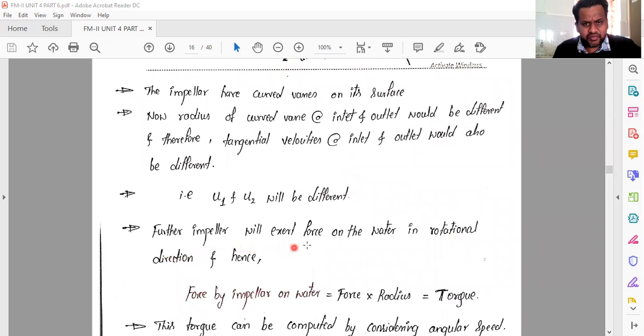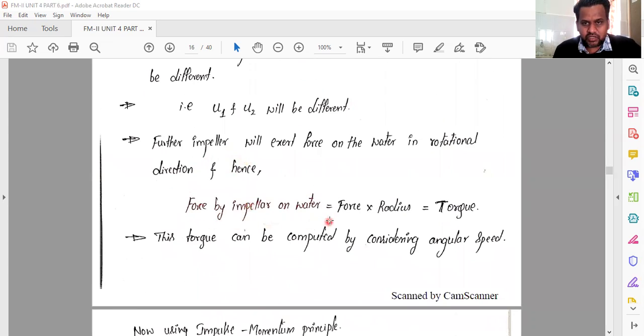See, further, the impeller will exert force on water in the rotational direction. So obviously the impeller is going to apply force on water in the rotational direction. Because of that only, centrifugal force is going to be generated. See, force by impeller on water is equal to force into radius. So listen carefully: force by impeller on water. The impeller will apply pressure or force on the water. That is nothing but force into radius, and force into radius, we know, is nothing but torque.